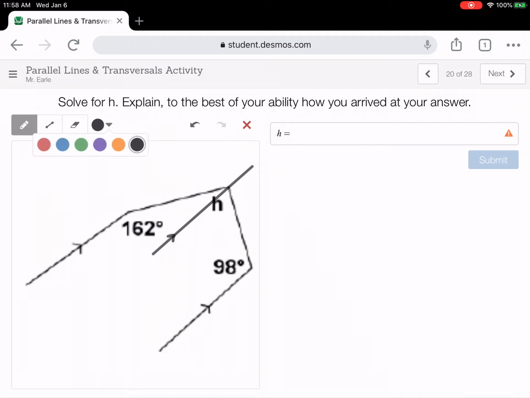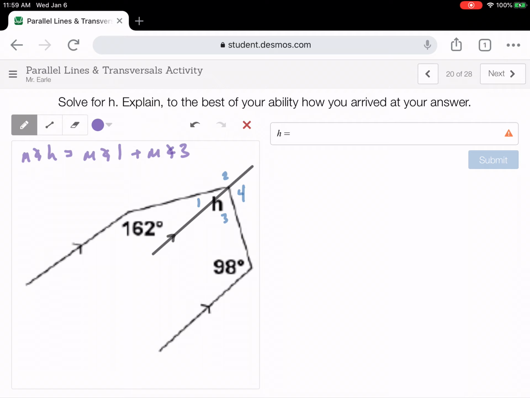When I do that, that's going to create a set of angles that we can use to help us solve for h. So I've just taken h and split it into two pieces. I've said that the measure of angle h is equal to the measure of angle 1 plus the measure of angle 3. So now I'm just going to set about trying to find out what the measure of angle 1 and the measure of angle 3 would be.